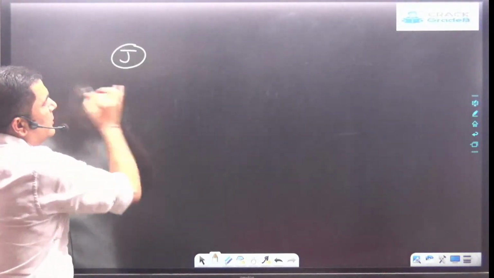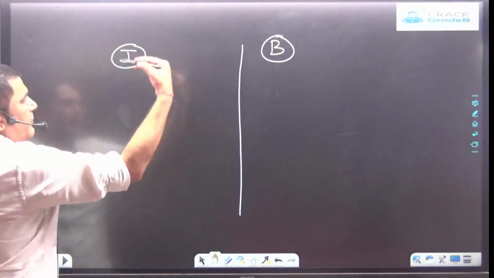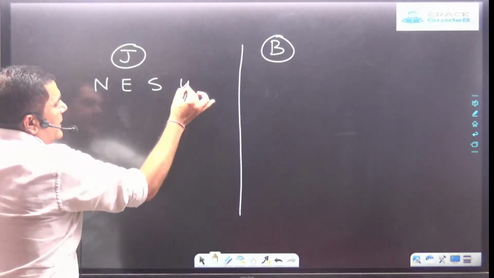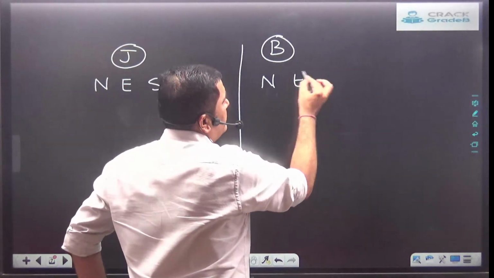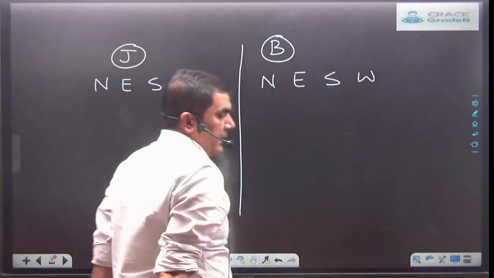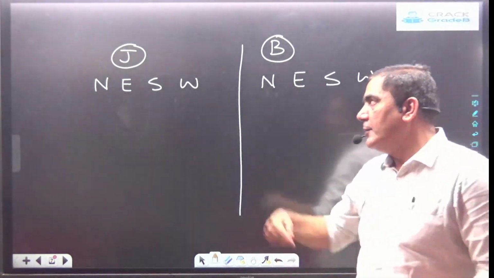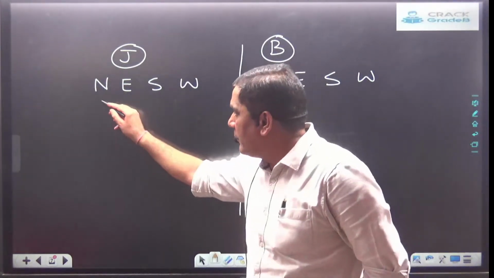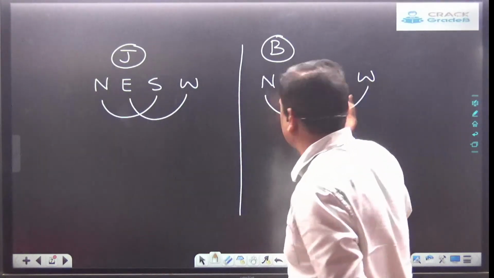See, here they are talking about Jack and Bunty. So whenever they will ask for two persons, we will draw NESW for both the persons separately. This NESW is for Jack and this is for Bunty. Clear? You have to plot the NESW for both the persons separately, one for Jack and one for Bunty.